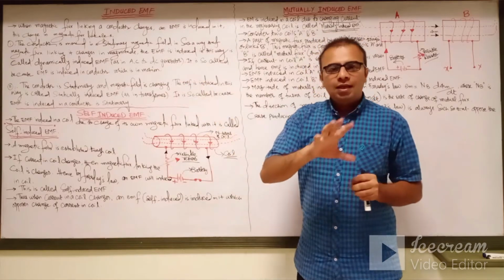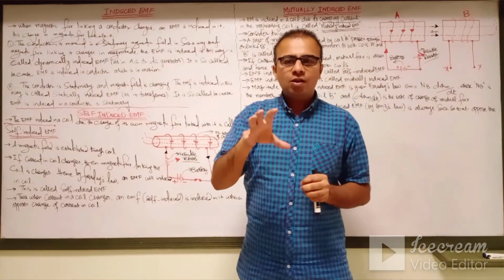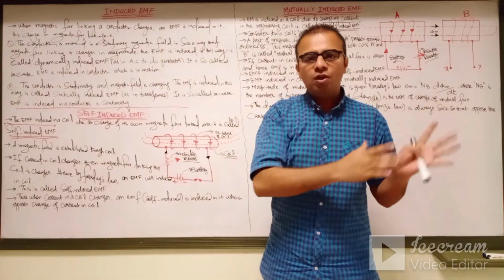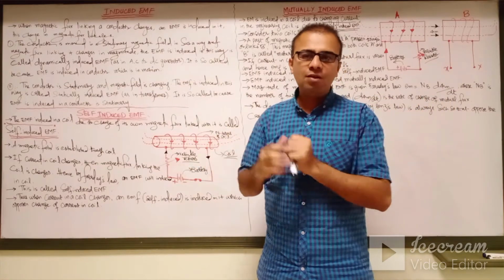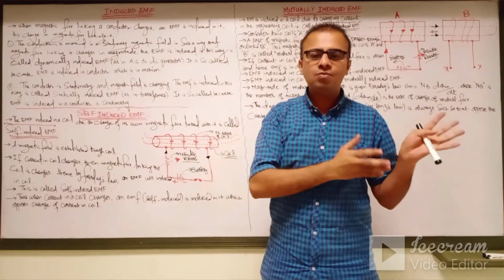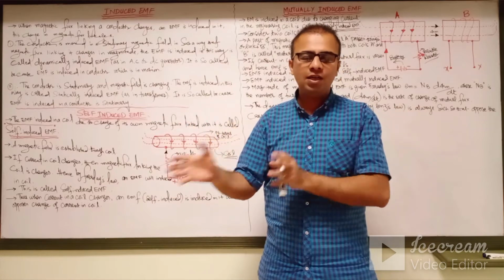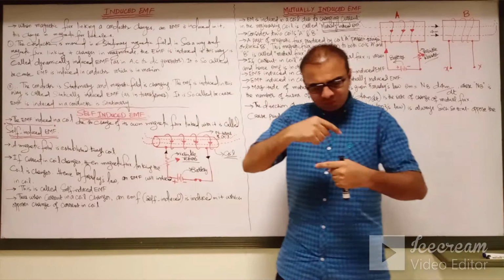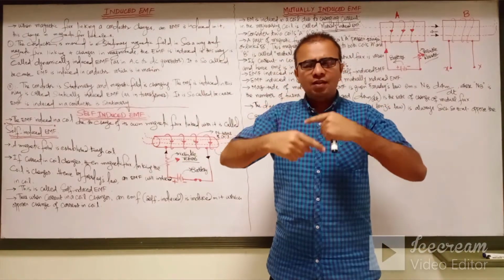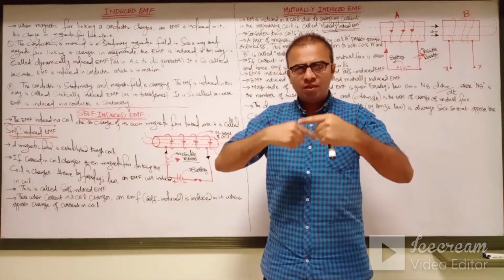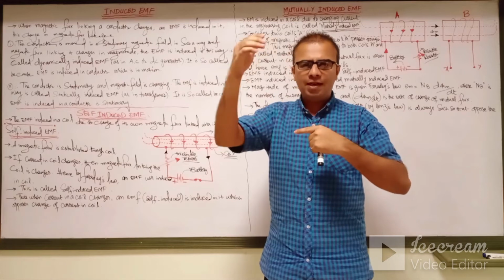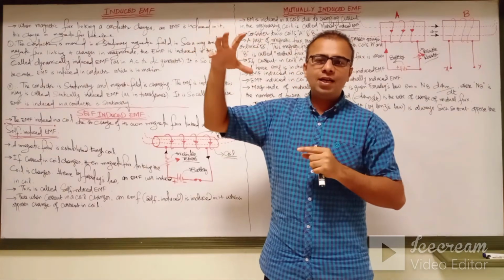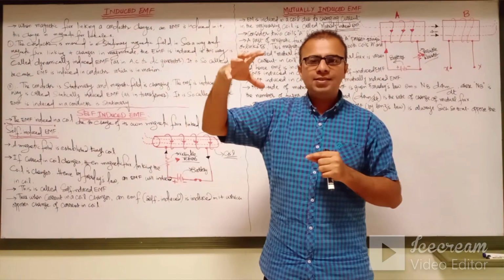So the armature winding is to be rotated with the help of an external prime mover. The prime mover may be a steam turbine, gas turbine or any kind of engine to rotate the shaft of the generator. So the armature winding, which is the rotating winding, is rotated in the magnetic field, and the field winding is already excited from the DC source.